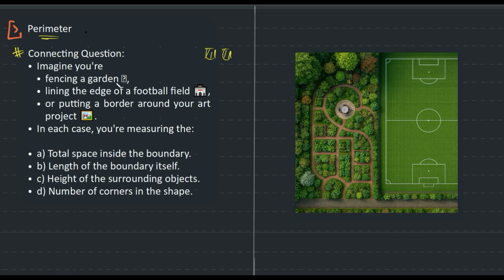Now, if you're fencing a garden, say you have a garden like this, if I want to fence it, do I take the total space inside the boundary? That is all of this space. Do I do that? Or do I consider the length of its boundary? Say this is the length. Do I do this?